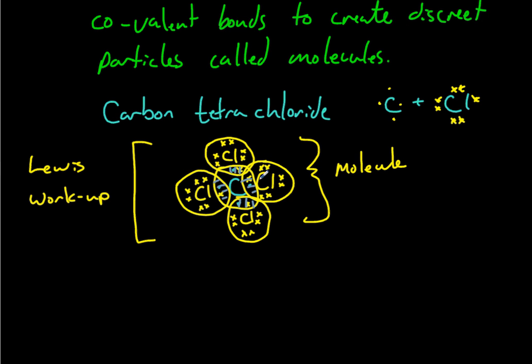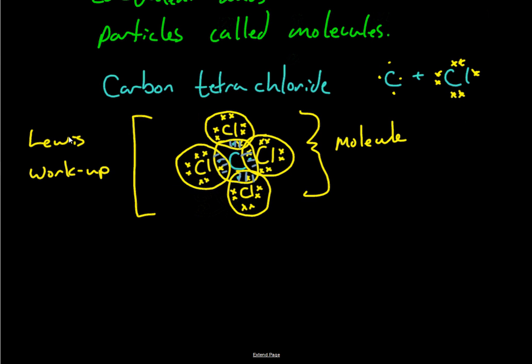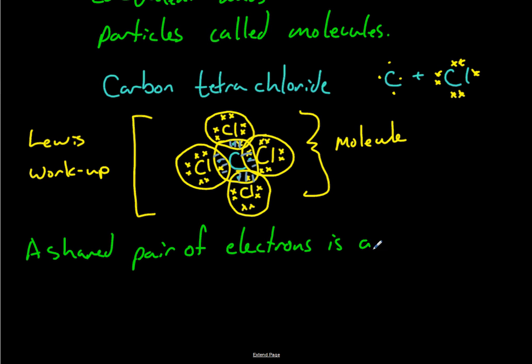Okay, I'll just take your silence as being that you're cool with that. So what I want to say here is that a shared pair of electrons has a name: it is a covalent bond. Okay, that's what it's called, and it's a very strong bond between these two elements.